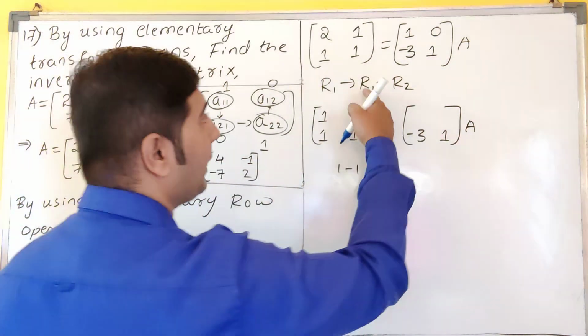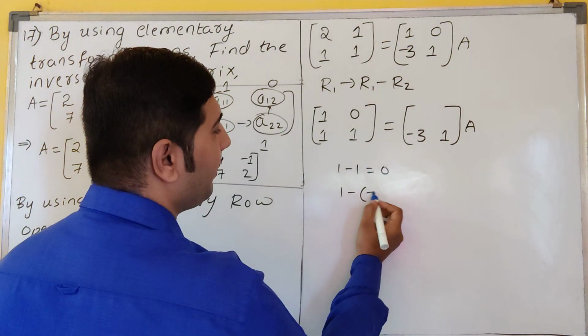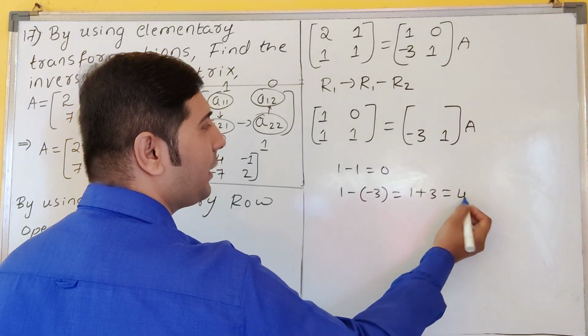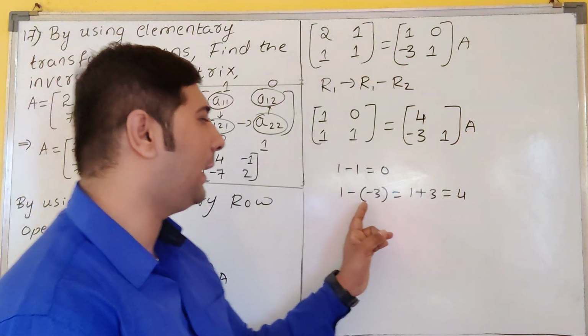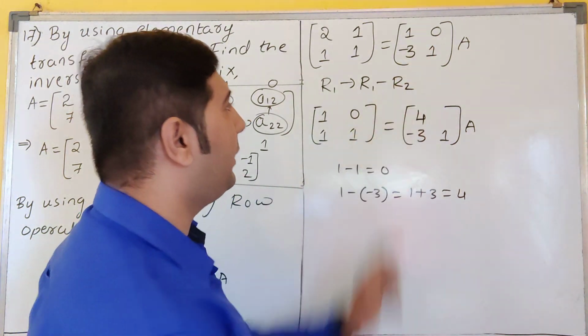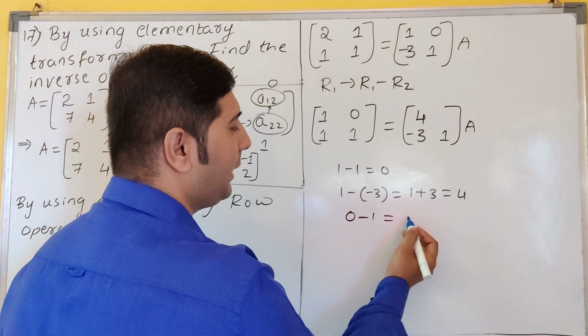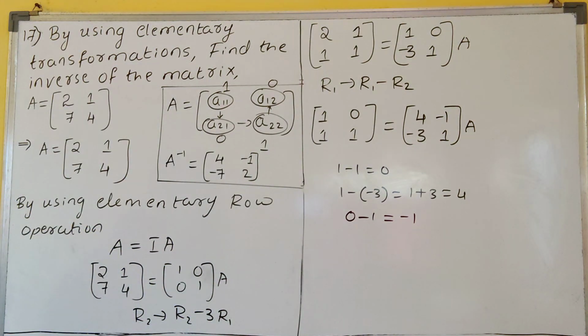Clear? So next, R1 is how much? 1. 1 minus R2 is how much? Minus 3. So minus into minus plus, 1 plus 3 is how much? 4. We are going to get 4 here. Clear? So now see, R1 is how much? 0. R2 is how much? 1. 0 minus 1 is minus 1. Minus 1. I hope it is clear.